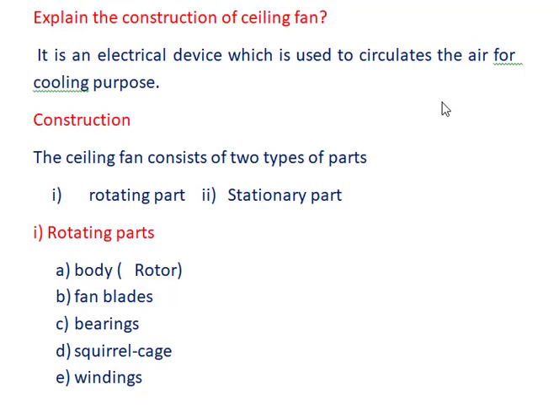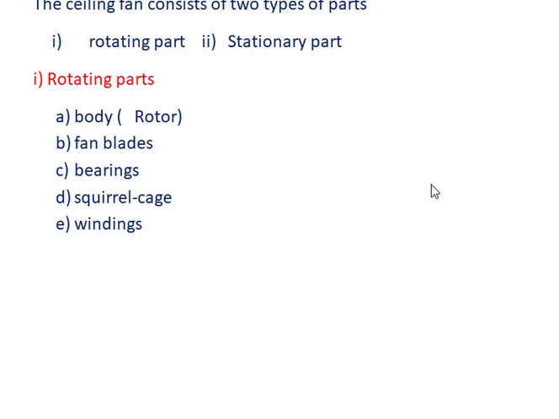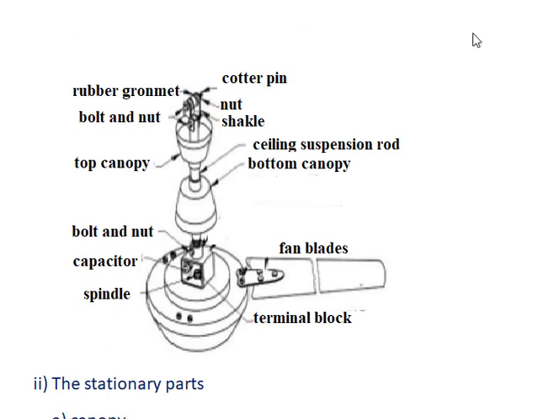which does not move. The rotating parts consist of a body, which is called the rotor, fan blades, bearings, squirrel cage, and windings. And see here, they are the stationary parts: the split pin, nut shackle, the ceiling suspension rod, bottom canopy, top canopy, bolt and nuts, and capacitors, spindles. They are the stationary parts.